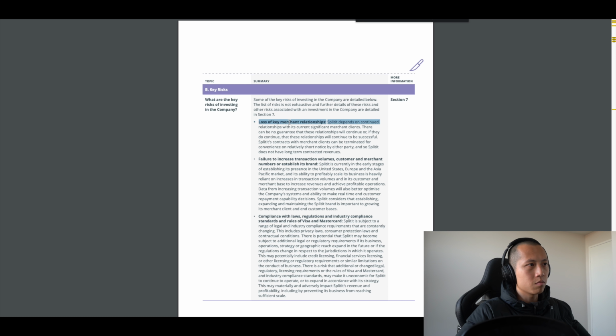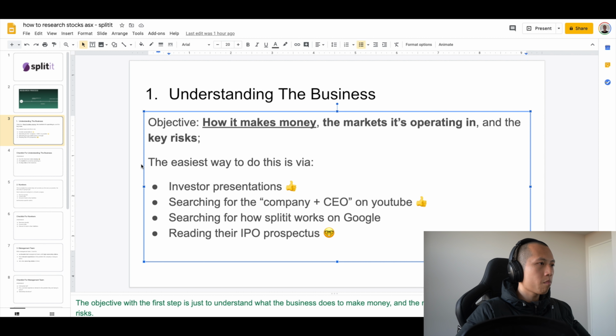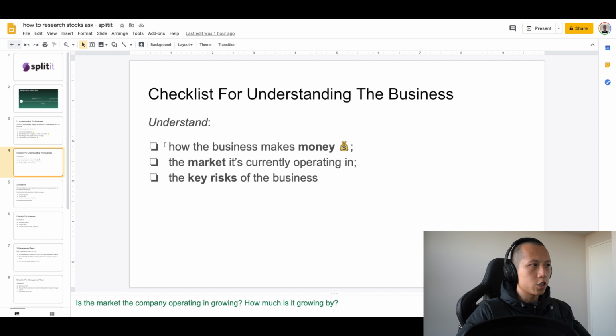Yeah, this is going to be a tough one. Not even the loss of key merchant relationships. It's more like acquiring merchants. So I think that's really all we need. I have done checklists for you for sanity's sake. I usually have a checklist on top of my head when I do research for these companies, and I just check them off mentally as I go through them. But if you're still new trying to understand how to research companies, I created a checklist for you so you can just tick them off as you go.